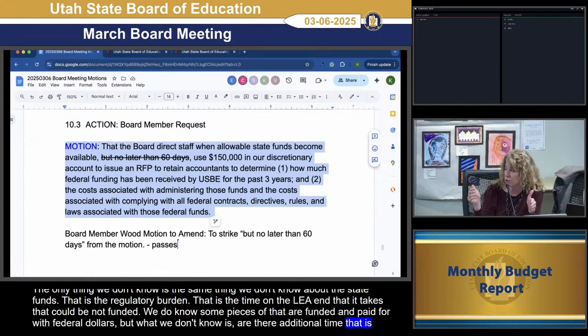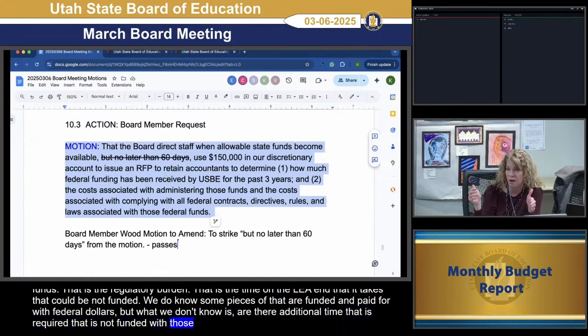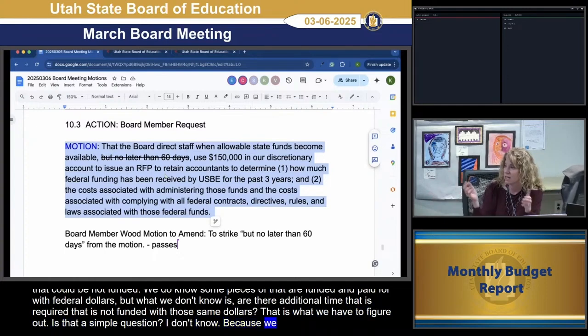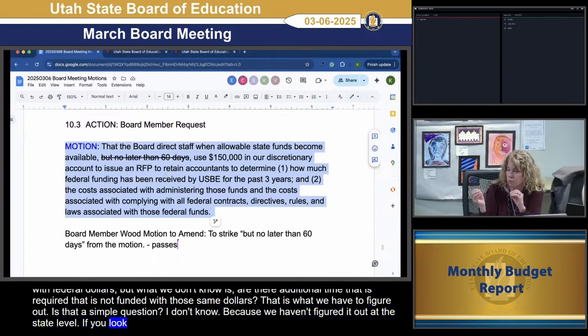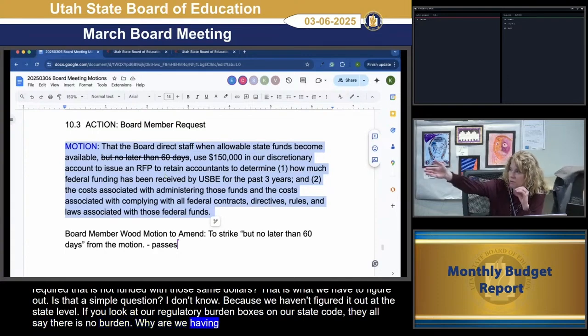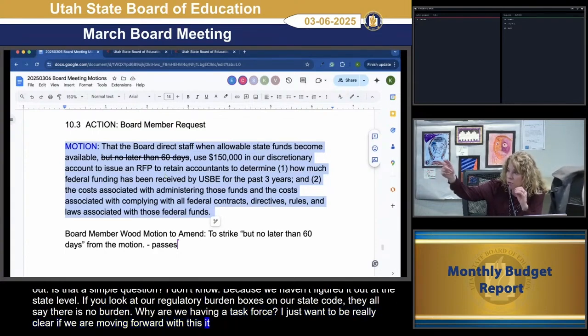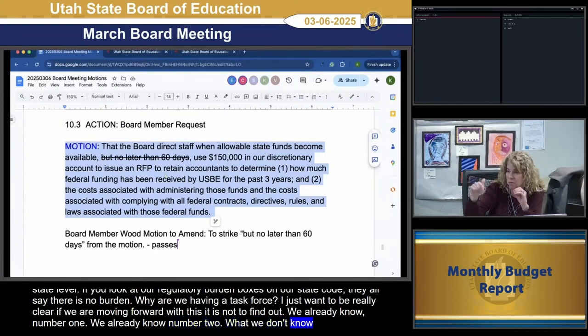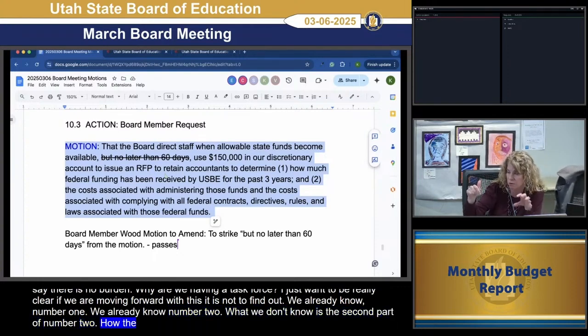If you look at our regulatory burden boxes on our state code, they all say there's no burden. And why are we having a task force? So I just want to be really clear. If we're moving forward with this, it's not to find out, we already know, number one. We already know number 2. What we don't know is the second part of number 2, how the LEAs implement if there are time costs in addition to the monies provided.